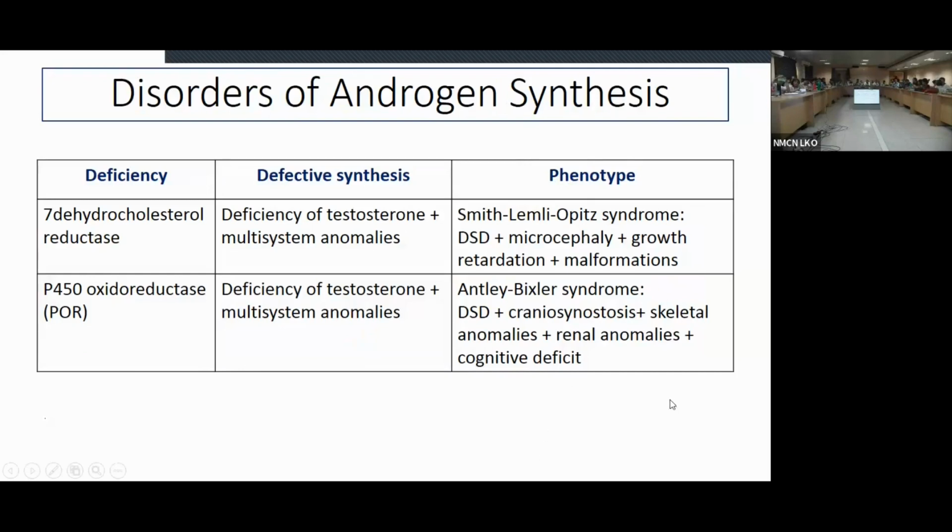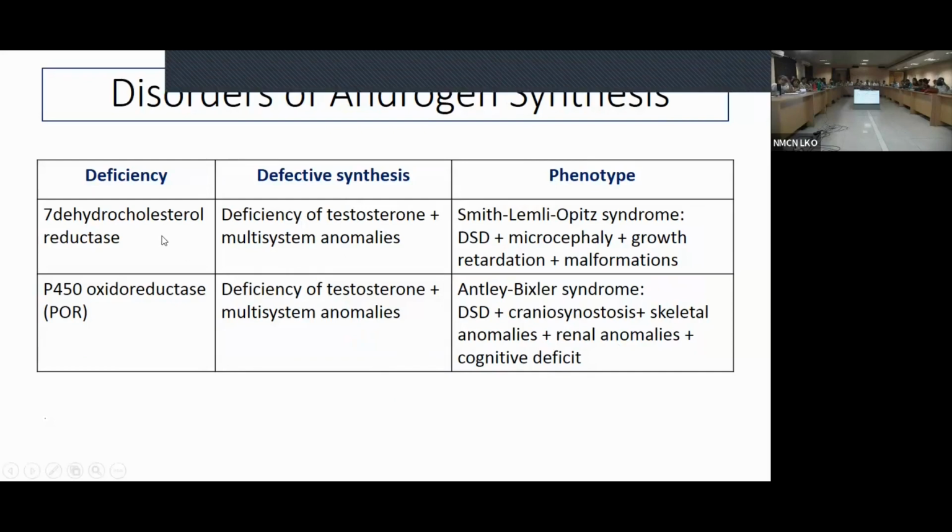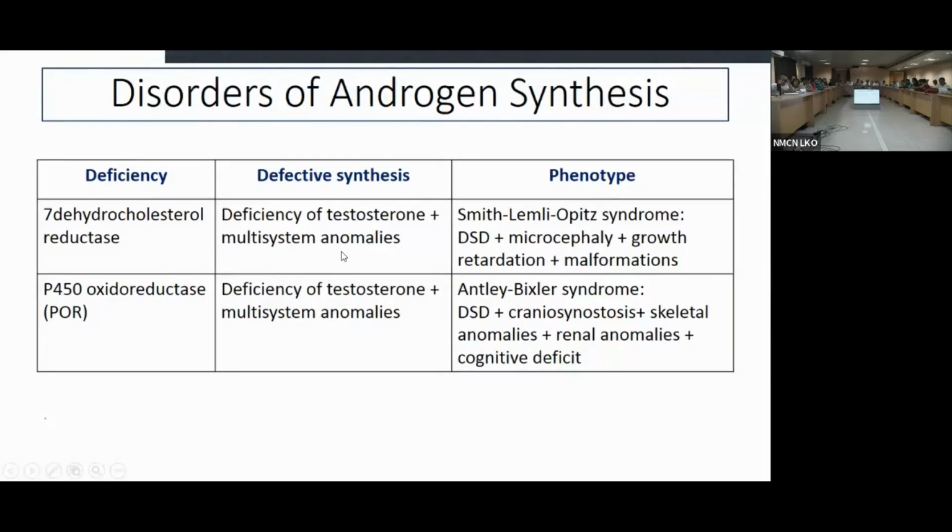So this 7-dehydrocholesterol reductase, which is involved more proximally in that steroid biosynthesis pathway, that is what is deficient here. And because of that, you get a deficiency not only of testosterone, but you get all those other multisystem anomalies because the steroids are essential for so many other normal organ developments also. So here you get DSD along with microcephaly, growth retardation, and all those other malformations I told you about.